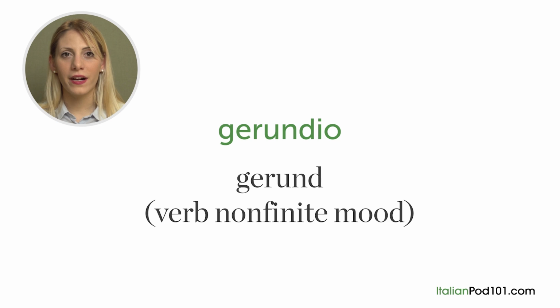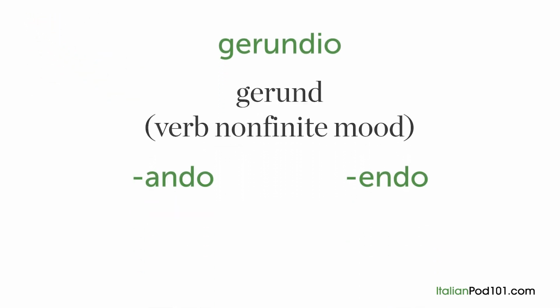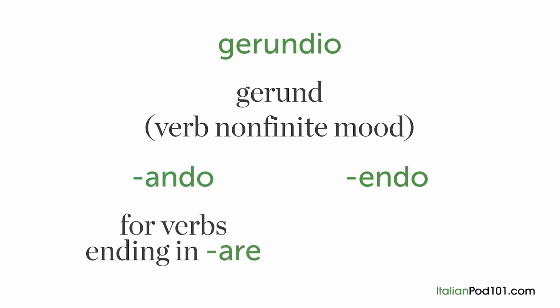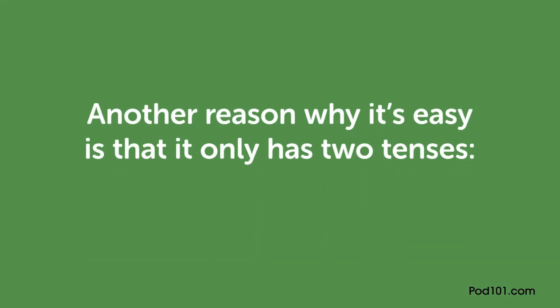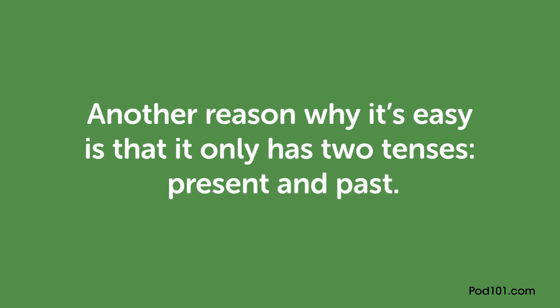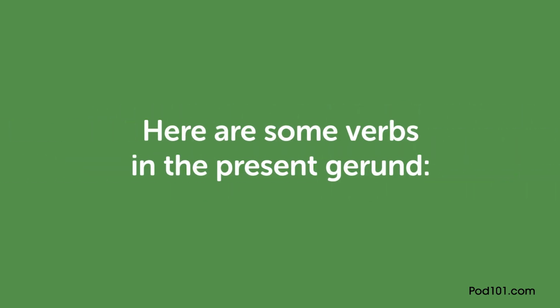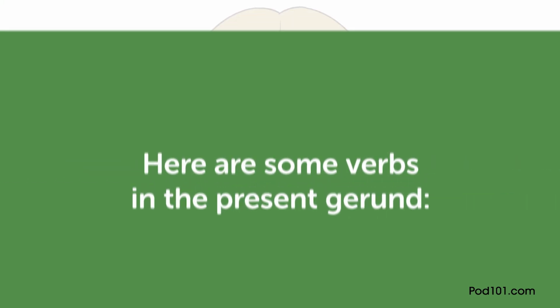As we said, it's very convenient as you don't need to conjugate it. It only has two endings, ando for verbs ending in are and endo for verbs ending in ere and ire. Another reason why it's easy is that it only has two tenses, present and past. Here are some verbs in the present gerund.